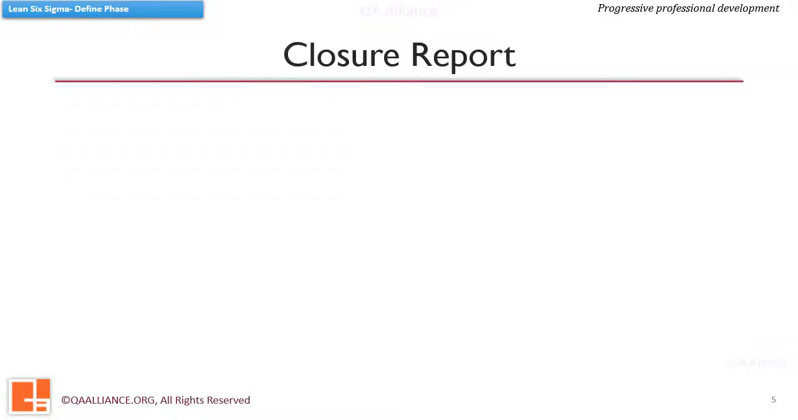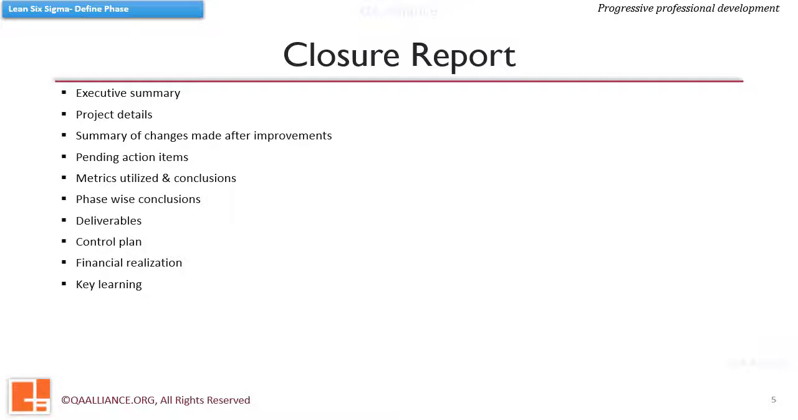In the project closure post, the following are included: executive summary, project details, summary of changes made after improvements, pending action items, metrics utilized and conclusions, phase-wise conclusions, deliverables, control plan, financial realization and key learning. You can find the template in the toolkit for Six Sigma.